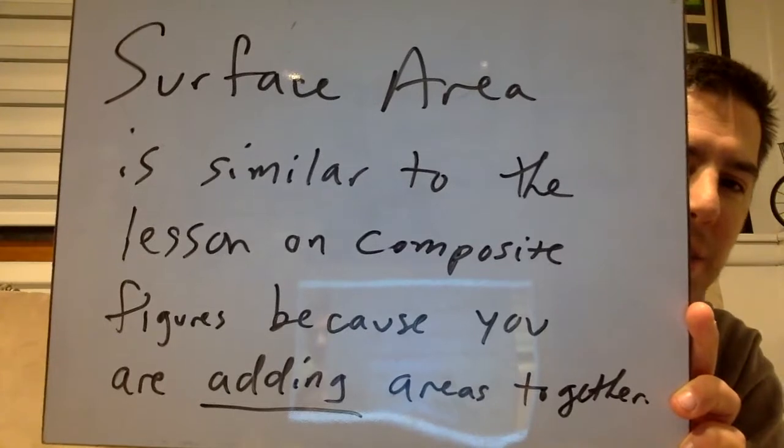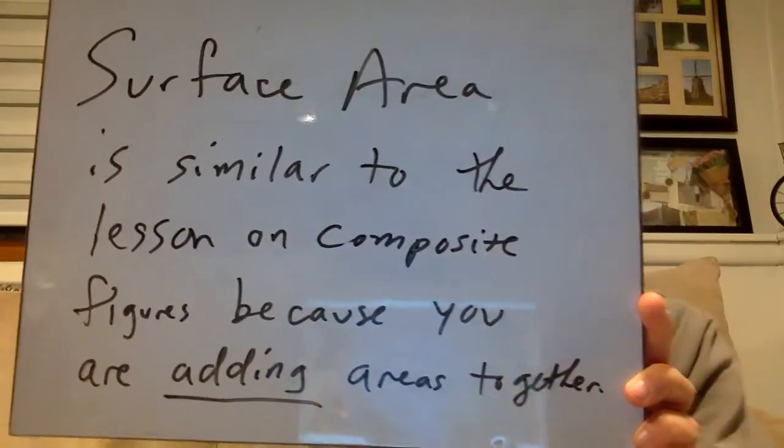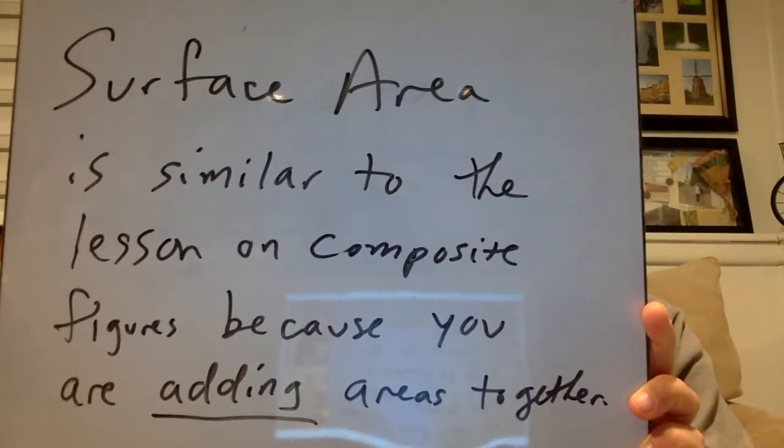Surface area is similar to the lesson on composite figures because you are adding the areas together. The key difference, of course, is that for composite figures, all of the shapes were two-dimensional, but surface area is measuring three-dimensional shapes. What does a three-dimensional shape look like?